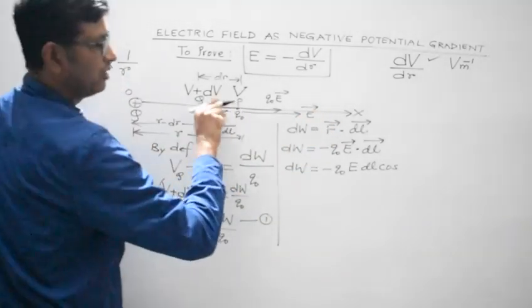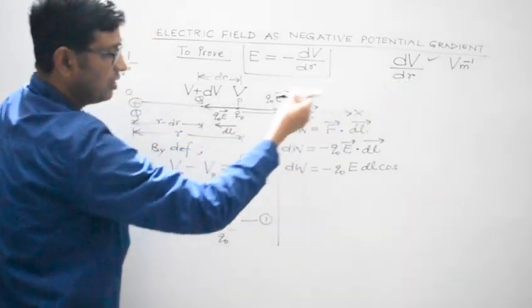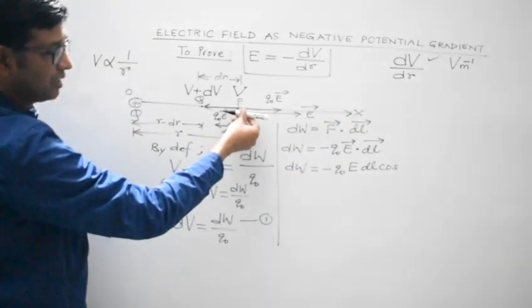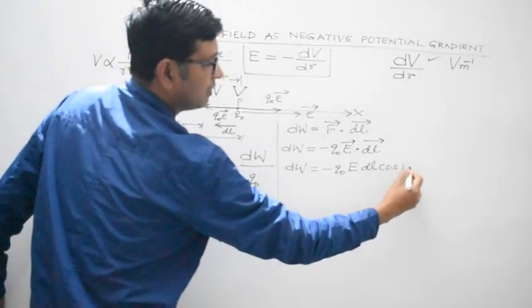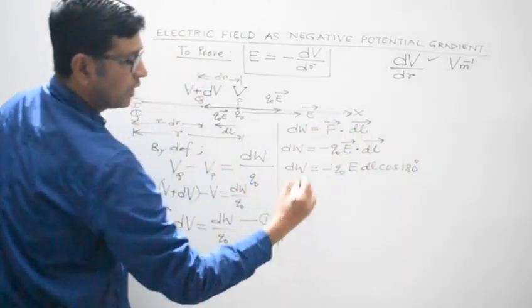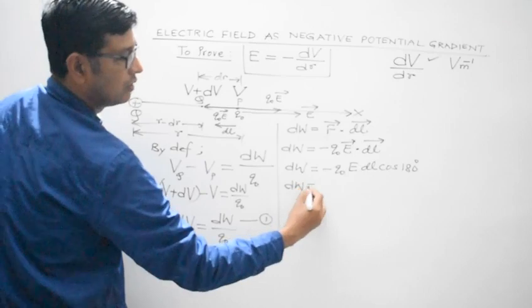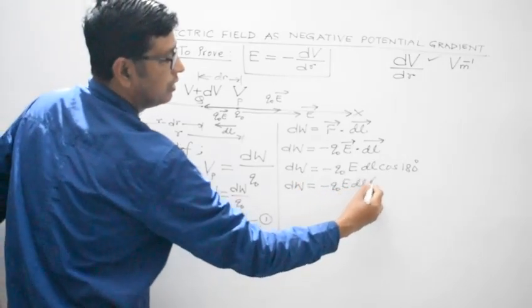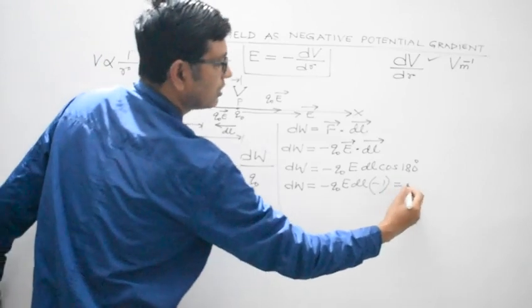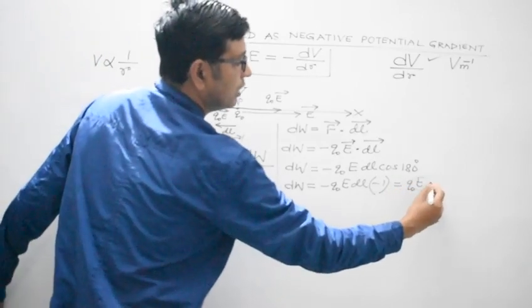So what's the angle between these two? Electric field along the positive x direction, dl displacement, that is from P to Q along this direction. So angle is 180 degree. Cos 180 degree is minus 1. So minus q naught E dl into minus 1. So that will give us q naught E dl.